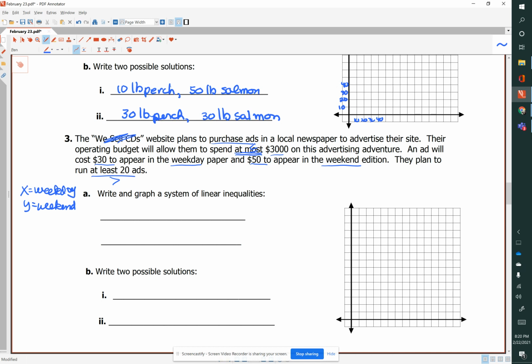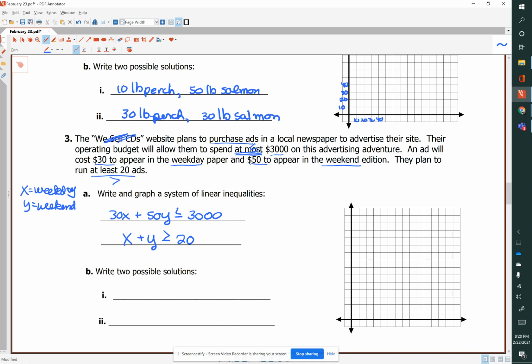So we've got weekday ads at $30, 30x, plus weekend ads at $50, must be less than or equal to 3,000 because that's their budget. And they want to run at least 20 ads. So X plus Y must be greater than or equal to 20. So they want to run at least 20.